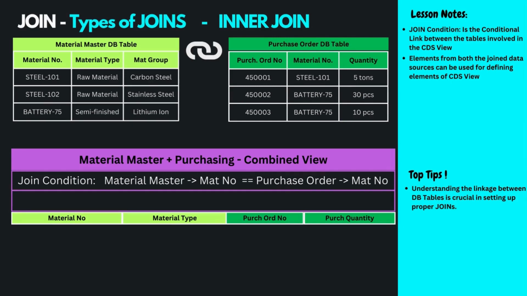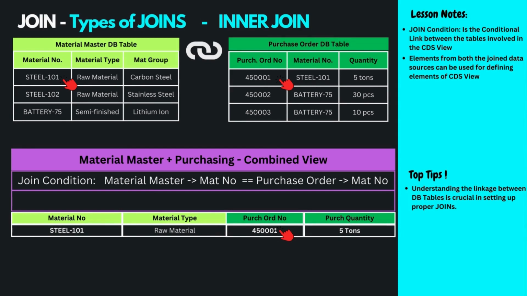For example, the material steel 101 has the material type raw material. It was ordered in the purchase order 450001 with a quantity of 5 tons. So this record from the material master MARA table has to be joined with this record from the purchase order EKPO table and presented as one single record in the output of the join.